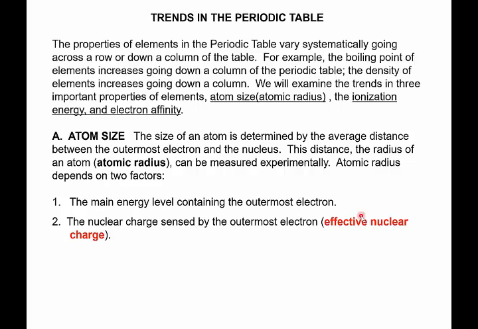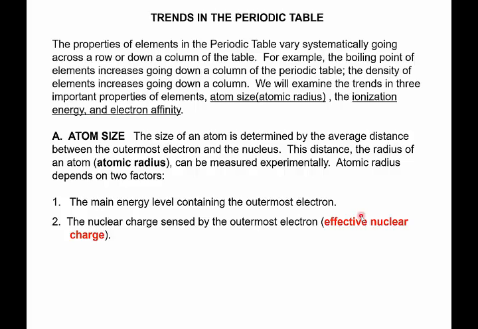We'll examine the trends in three important properties of elements: atom size, the ionization energy, and electron affinity. First, let's talk about the size of an atom. The size of an atom of an element is basically determined by the average distance between the outermost electron and the nucleus. This distance, the radius of an atom, we call it, of course, atomic radius, can be measured experimentally.